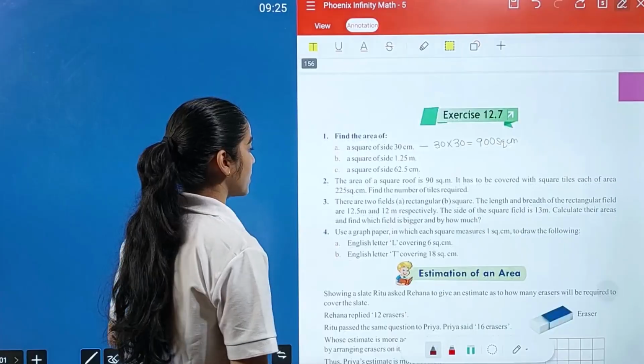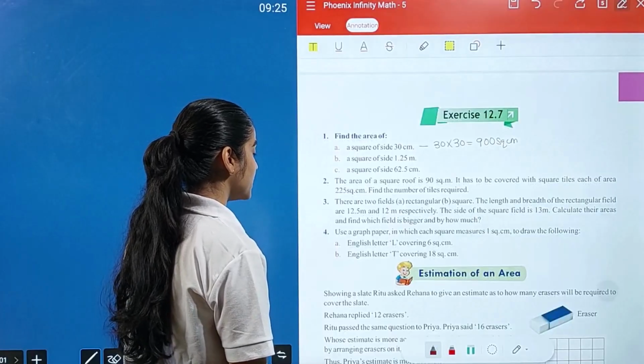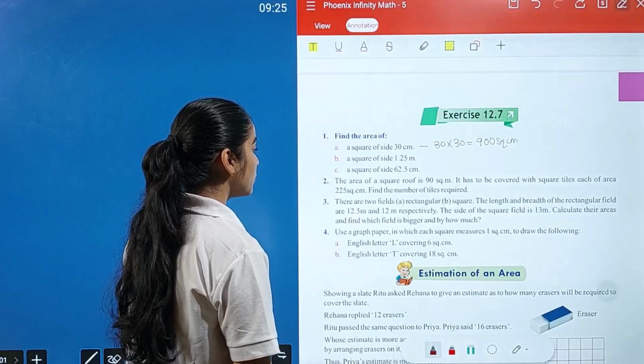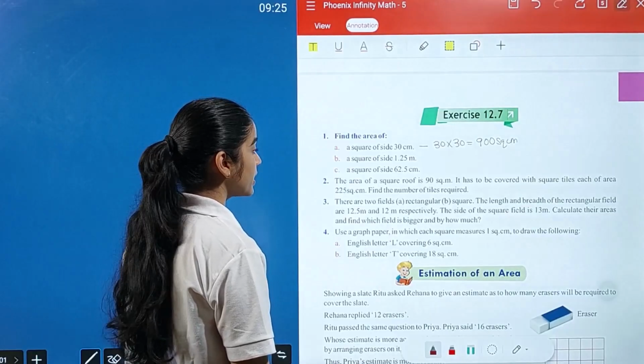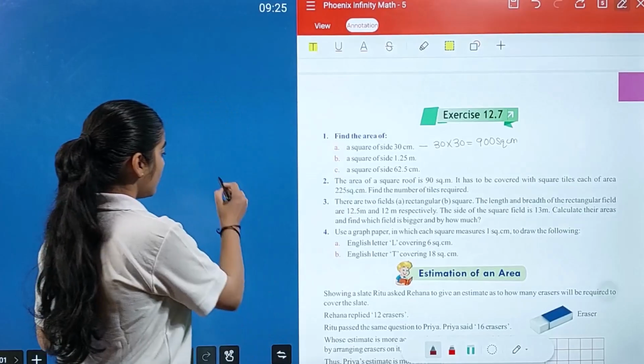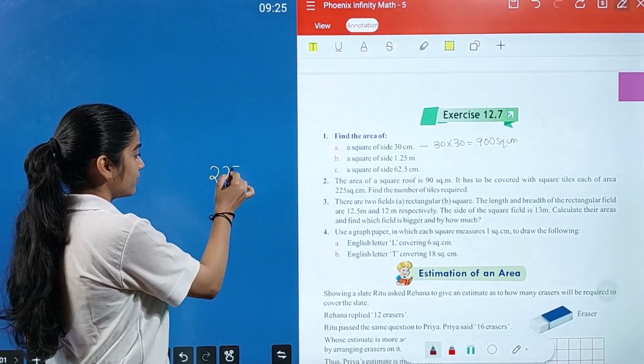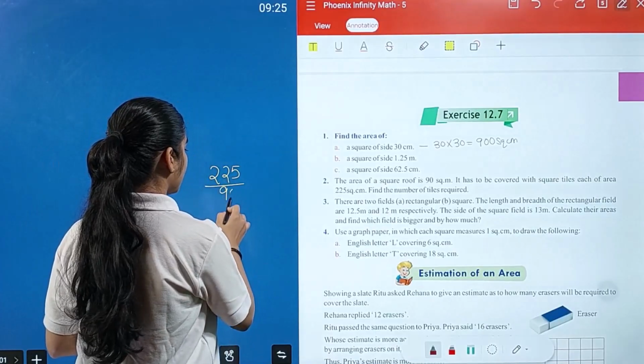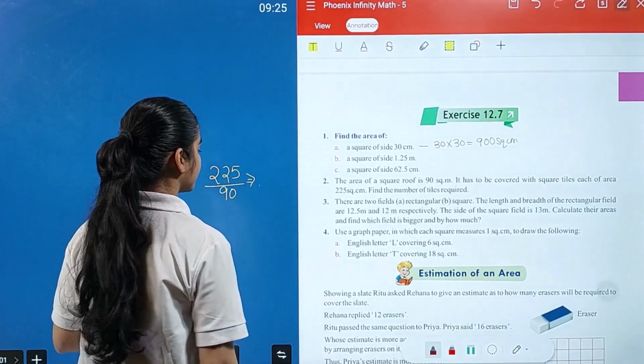Now the area of a square roof is 90 square meter. It has to be covered with square tiles, each of area 225 square centimeter. Find the number of tiles required. So divide 90 by 225 and you will get your answer.